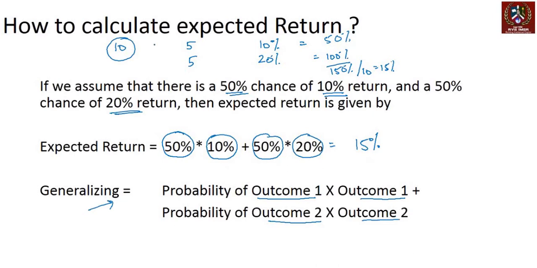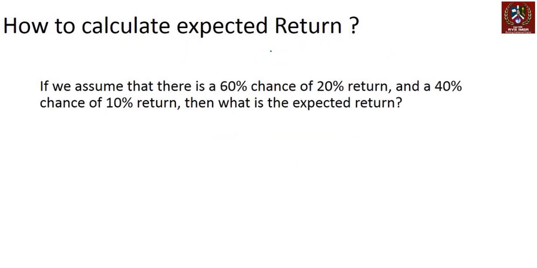Where does it come from? Straight mathematics. If you take 10, 5 times you're going to make 10% return, 5 times you're going to make 20% return, right? This is a simple example. Let's complicate the example a little bit. Now, if you assume that there's a 60% chance of 20% return, right? If you're investing in this asset 10 times, 6 times you're going to make 20%, and there's a 40% chance that you're going to make 10% return, right?